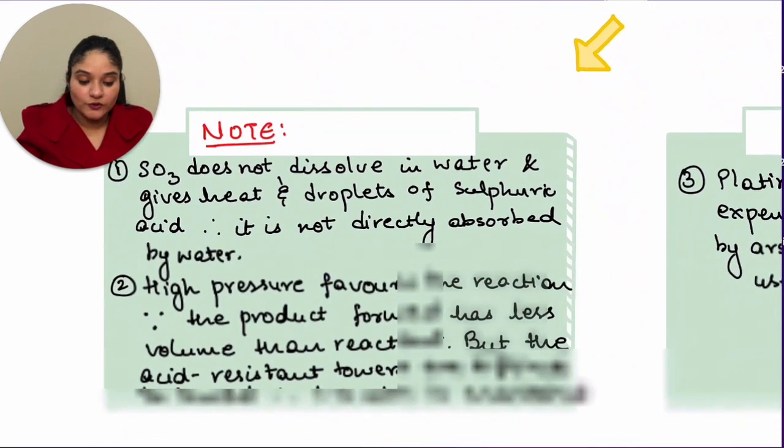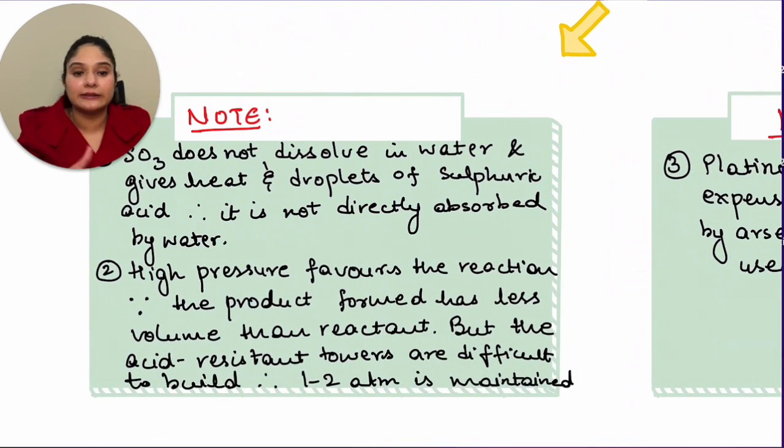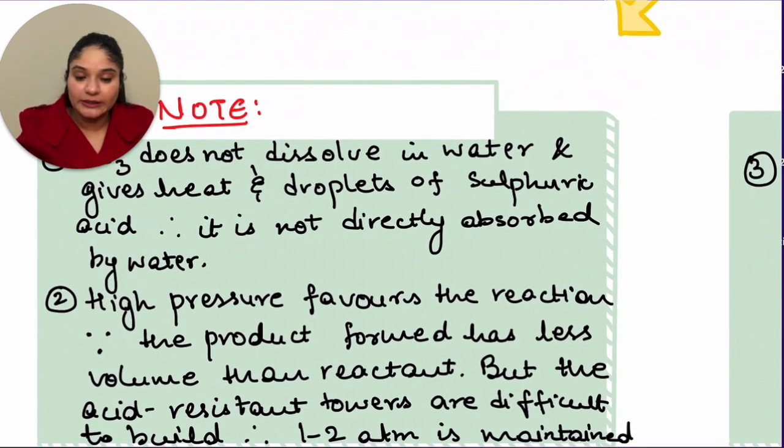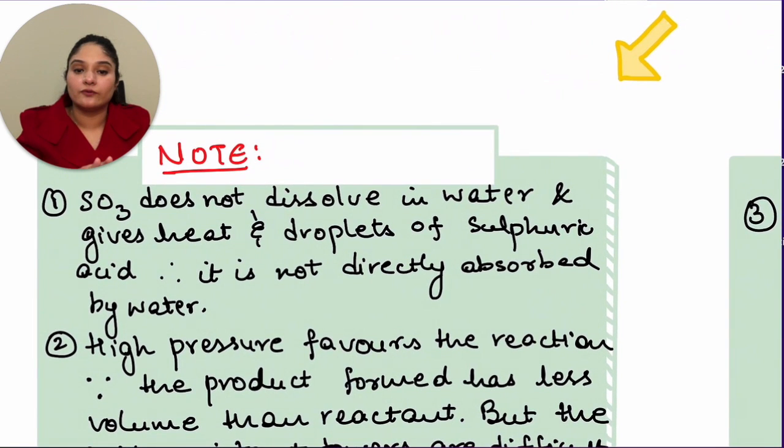Now, you have certain notes, as these questions can be asked in reasoning, all 3 of them. The first is that SO3 does not dissolve in water sufficiently and gives out heat and droplets of sulfuric acid. Therefore, it is not directly absorbed by water, and that is the reason why we first convert it into pyrosulfuric acid and then we add water to it.